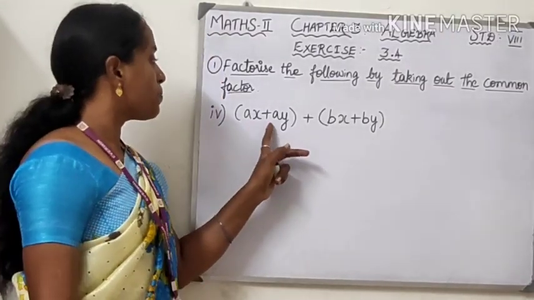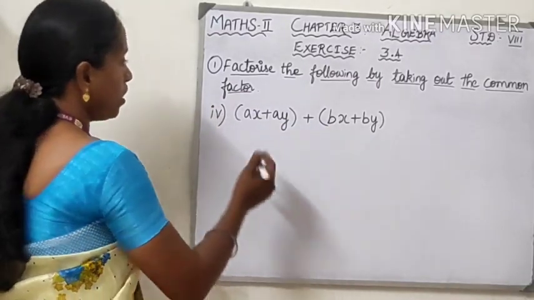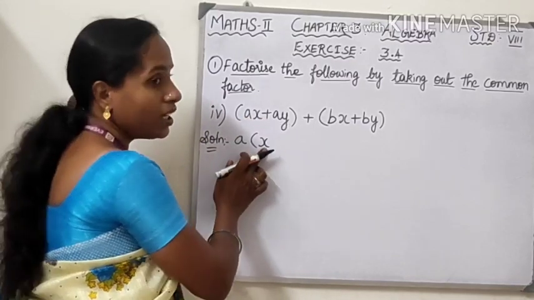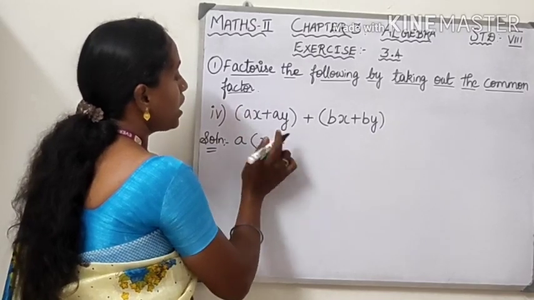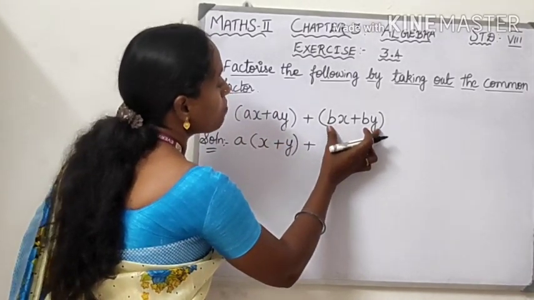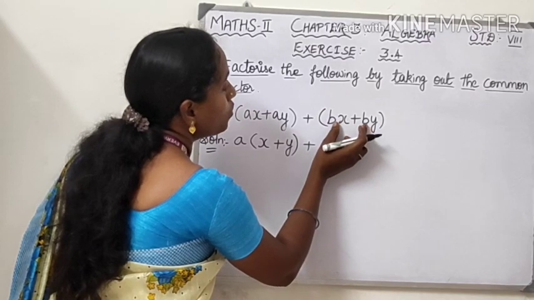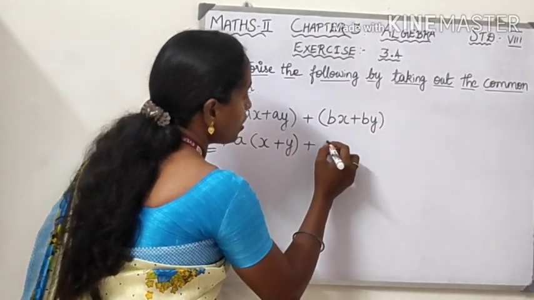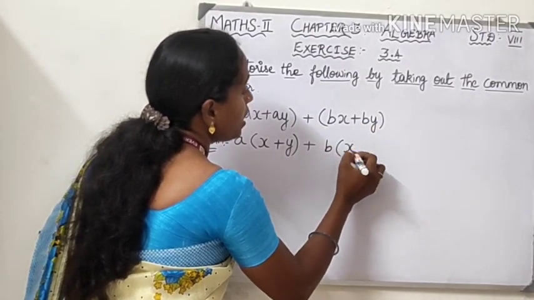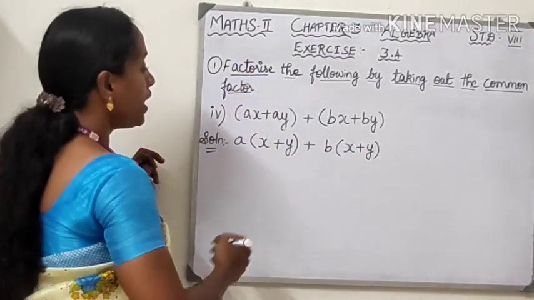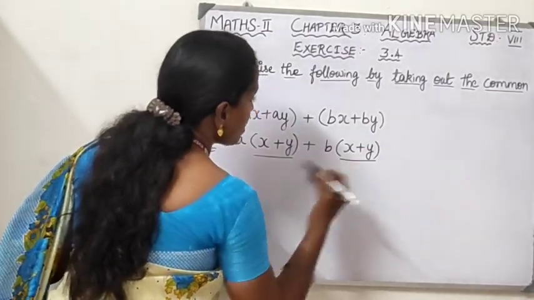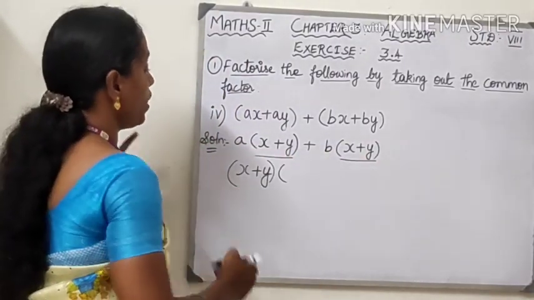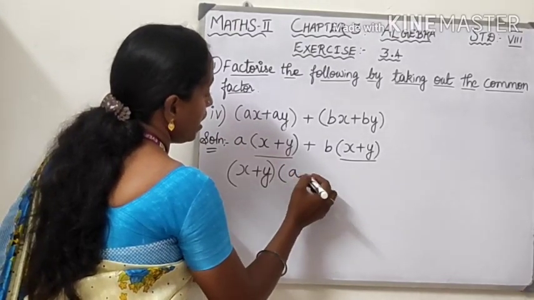Here the question is ax plus ay plus bx plus by. Now a we have taken out. So if you remove this a from this term, you will get only x plus, same way you get only y. Now you can check this bracket. Inside the bracket we have two terms. In both the terms we have b as a common one. So we can take that one outside the bracket. So b inside the bracket we will get x plus y. Now you can check x plus y and here also x plus y. So this x plus y can be taken as a common term. x plus y, then a plus b.